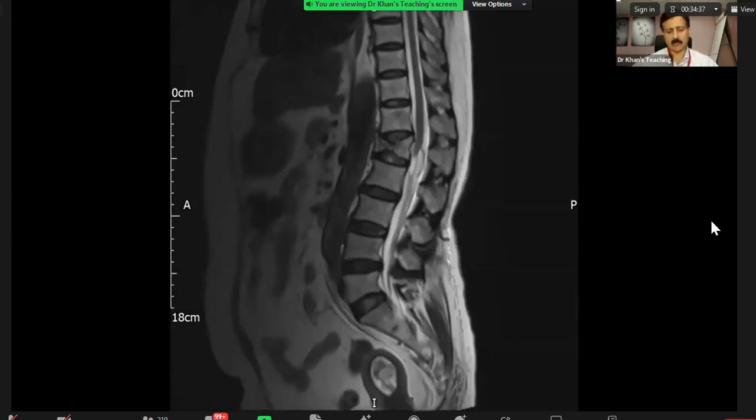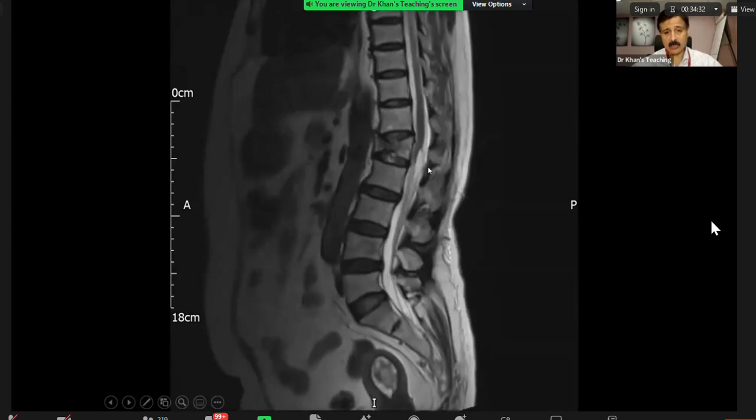Now, as far as this finding is concerned, this is an incidentaloma. This is a lipoma.